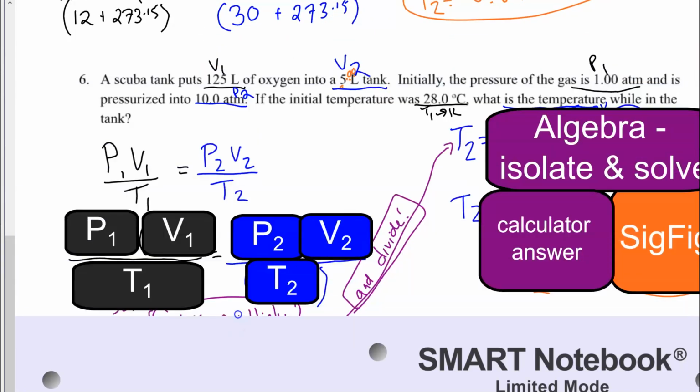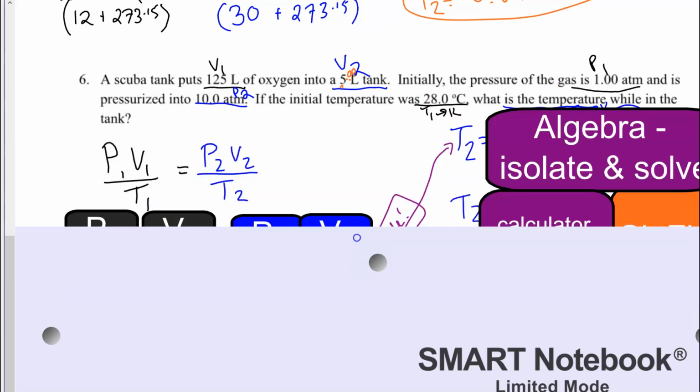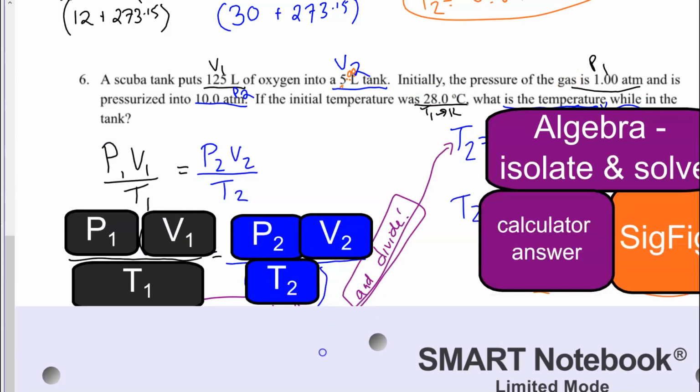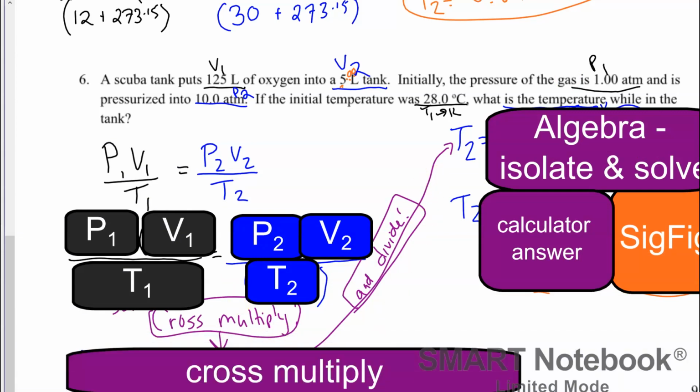Okay, problem 6. A scuba tank puts 125 liters of oxygen into a 5... Now, humor me, make this 5.00. I want to have more sig figs in this number. And plus, scuba tanks aren't about 5, they're exactly 5. Initially, the pressure of the gas is 1.00 atmospheres and is pressurized to 10.0 atmospheres. If the initial temperature was 28 degrees Celsius, T1, remember, convert to Kelvin, what is the temperature, so what is T2 while in the tank? Initial equation, always start with that.